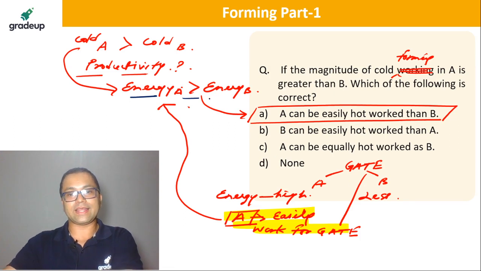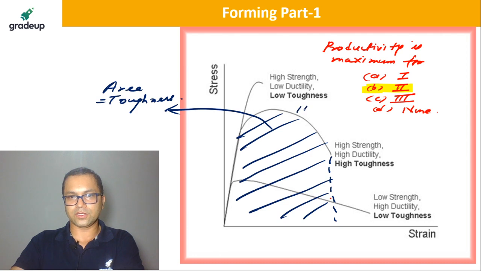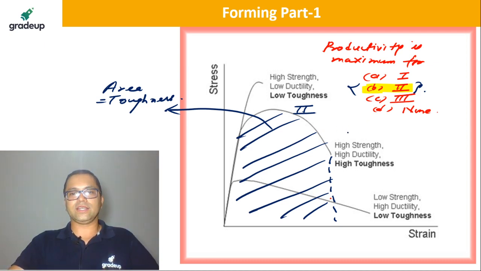So going by that concept here, same thing. Area is toughness, and that's maximum for curve number 2, that's why this 2 should be there, all right? Is that good? Hello, Anirudh? You got it, Chaitanya? Okay, good. Well done, guys, all right?